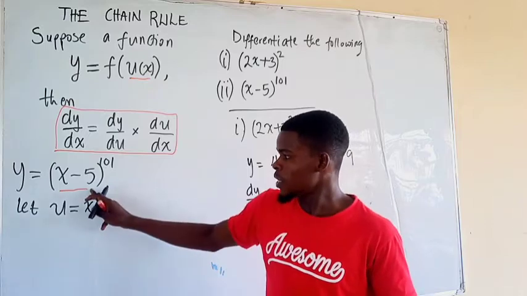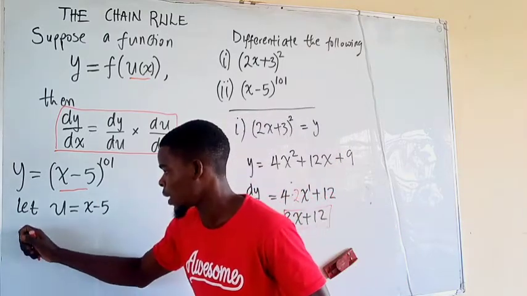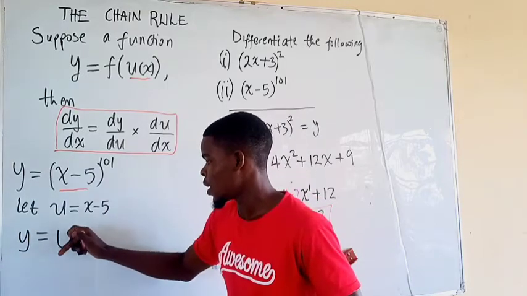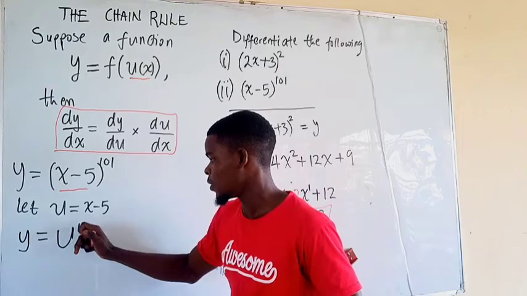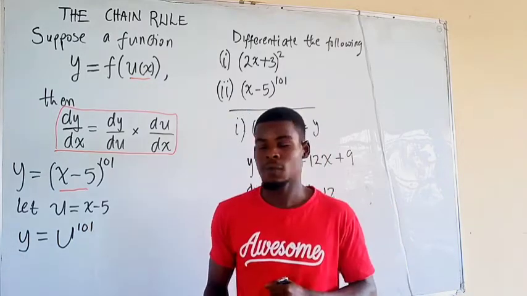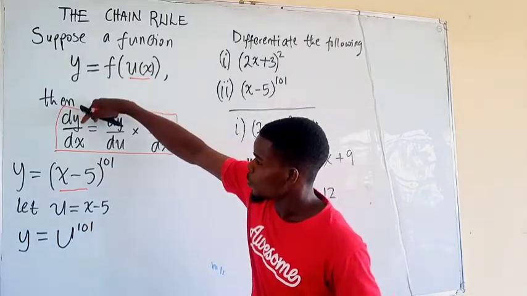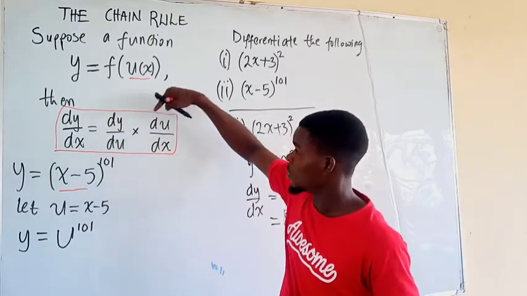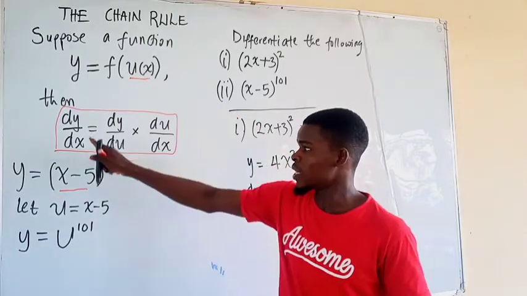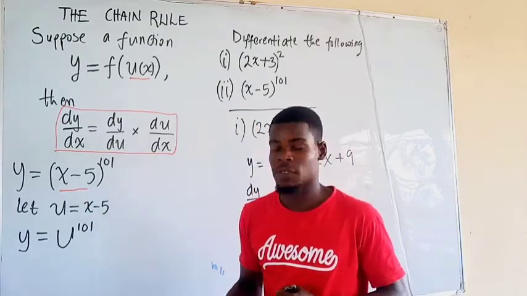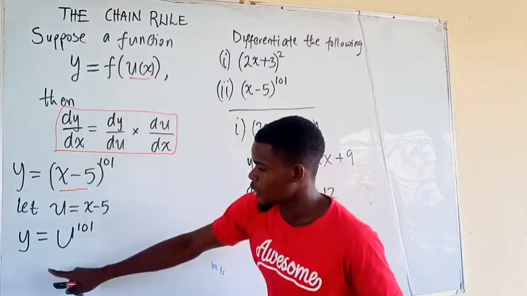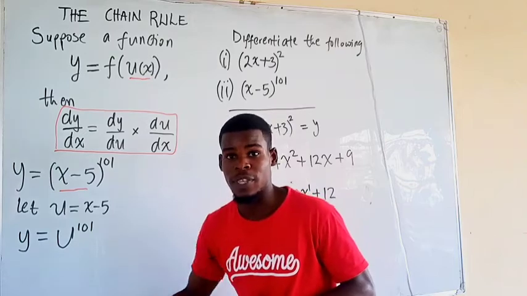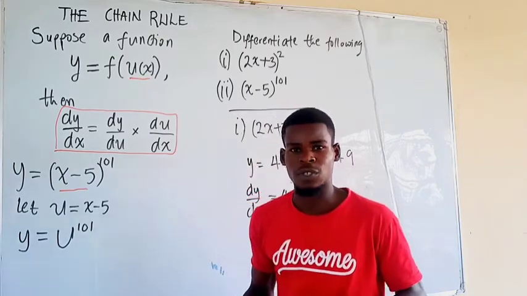Replacing the inside with u, we can now rewrite the function y to be, in place of x minus 5, I'm going to put u, and I raise that to power 101. And then this rule tells us to find dy dx, we need to find dy du and multiply it with du dx. So dy dx will need 2 components to be multiplied together, dy du. Given that y is u to the power 101, we can easily get dy du from here, since it is written in terms of u, just by using the power rule.